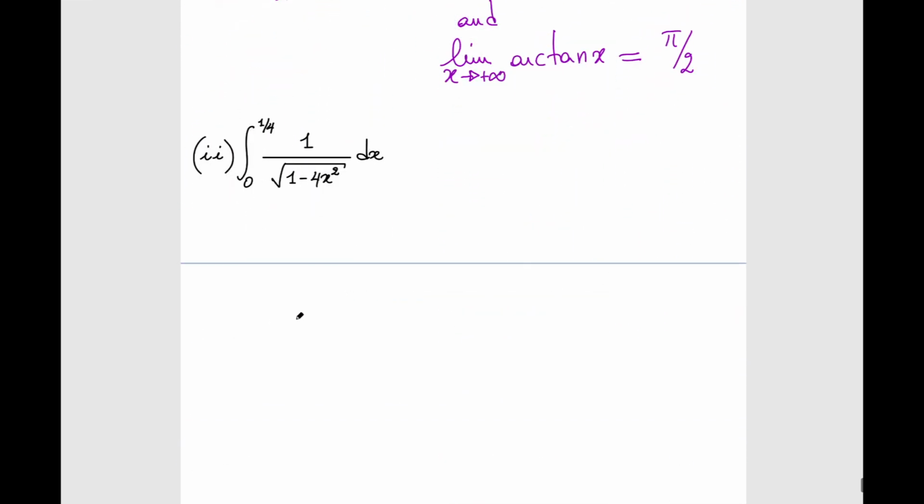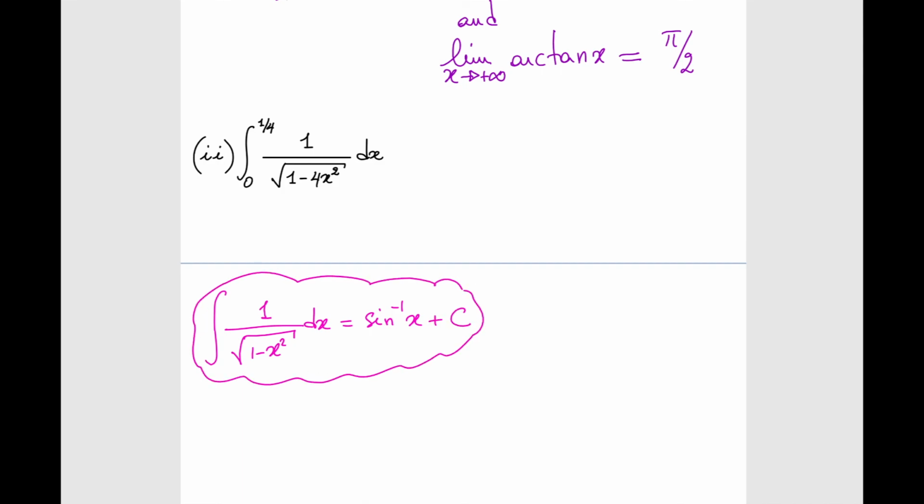So let me record it. The one we're gonna be needing is the primitive of 1 over square root of 1 minus x squared dx, and this is arcsine of x plus a constant, right? That's the one we're gonna be needing here. Not yet, but that's the one. All right, how can we make it closer to this?